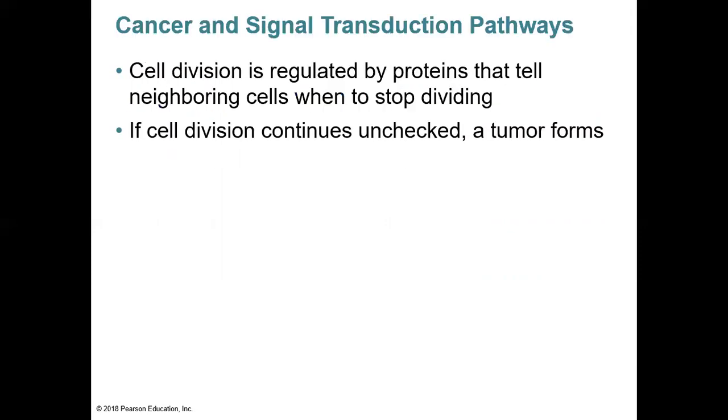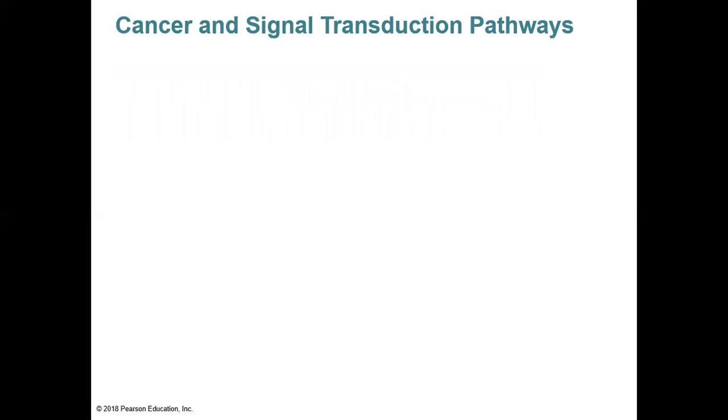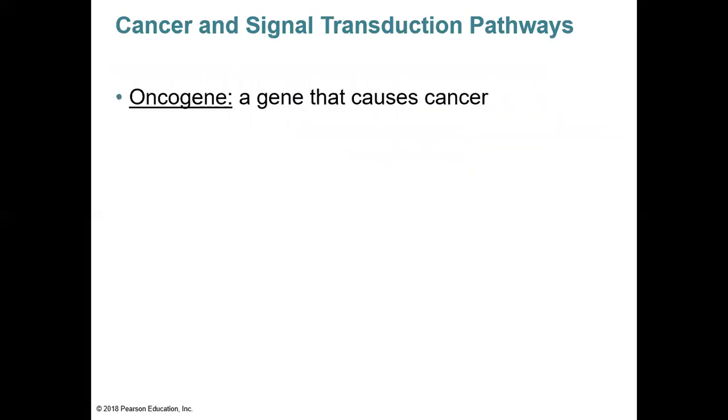Cell division is regulated by signal transduction pathways. It's regulated by proteins that tell neighboring cells when to stop dividing. And if cell division just keeps going and going and going, that forms a tumor, a mass of cells that doesn't stop growing. Here's some vocabulary that you need.